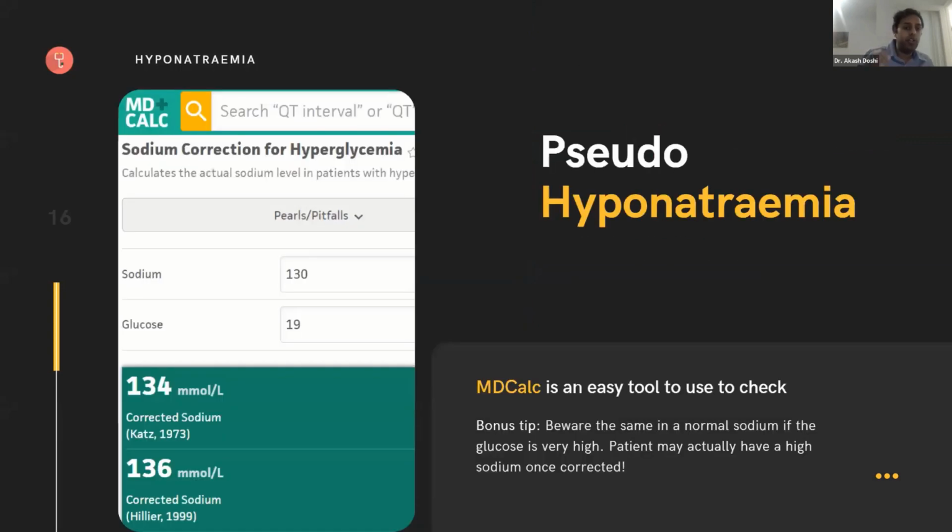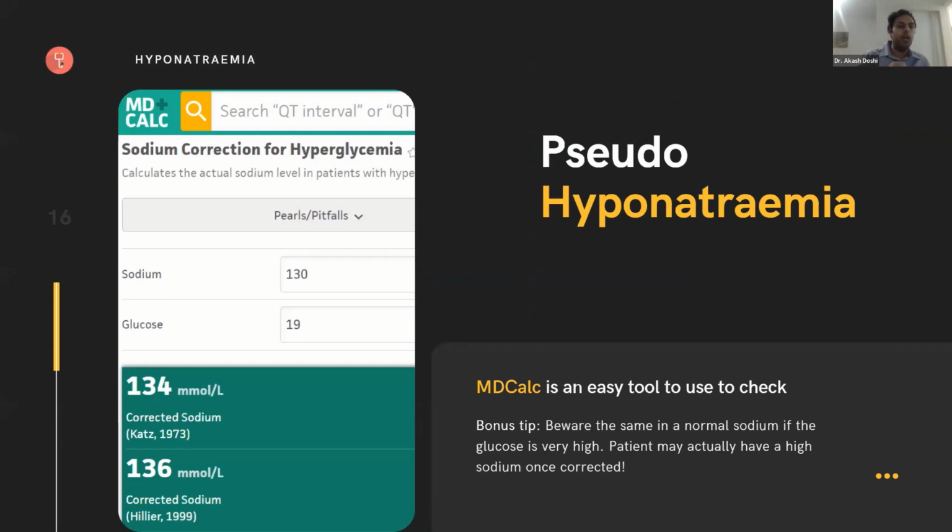To work out what their actual sodium is, I tend to use something like MD Calc, or you can look up all the different formulas. You basically just plug in the values. You plug in the sodium, you plug in the glucose, and it tells you what the corrected sodium is. So now I know I don't need to worry about the sodium. Sodium is fine. Actually, what I need to worry about is the glucose. Let me fix that.